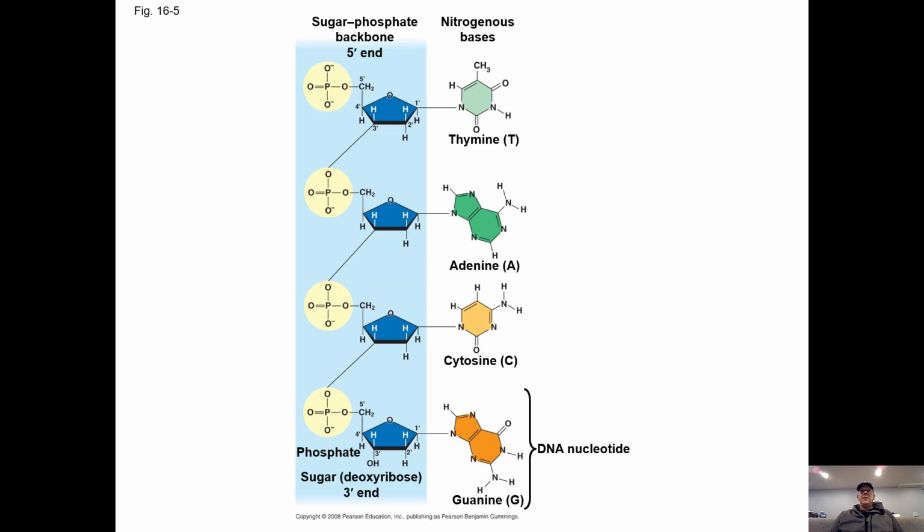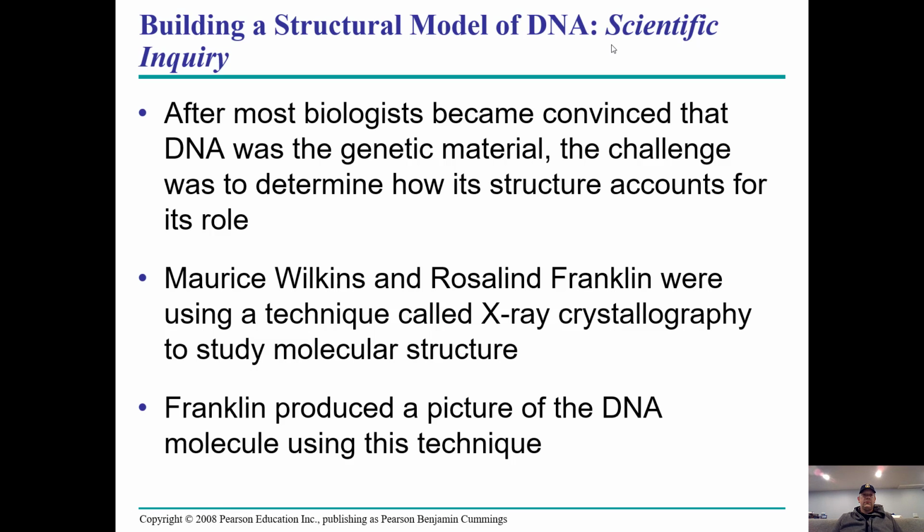And here you can see the structure of DNA, the sugar phosphate backbone. So phosphate, sugar, and so on. We have our nitrogenous bases from DNA: A, T, C, and G. Anyway, Watson and Crick were using some of their data. They were using Chargaff's rules, and they were working on their model of DNA.